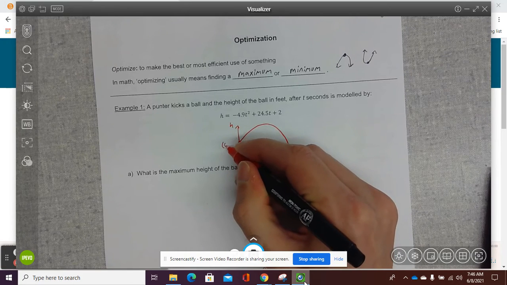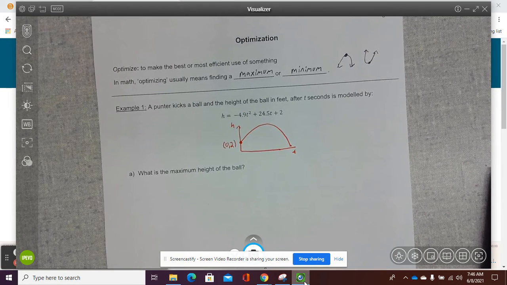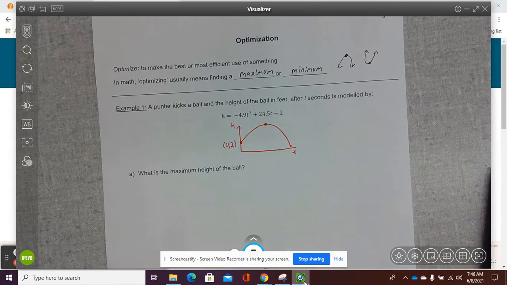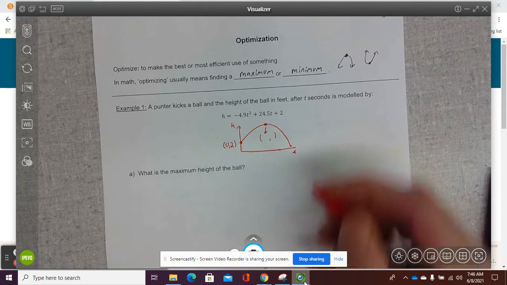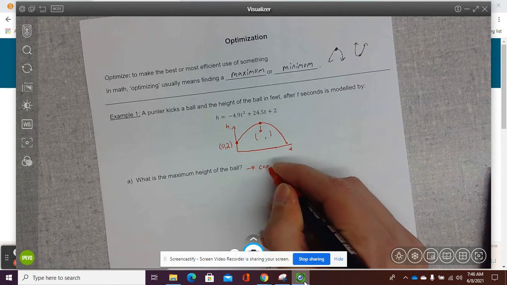Anytime we do a word problem, I think it's helpful to draw a little sketch. We want to figure out what's the maximum height of the ball. In other words, what's the highest height that it reaches, the largest h value. So we need to find this point here, the vertex. Well, to find the vertex, we should have the parabola in vertex form. So what we're going to want to do is complete the square.